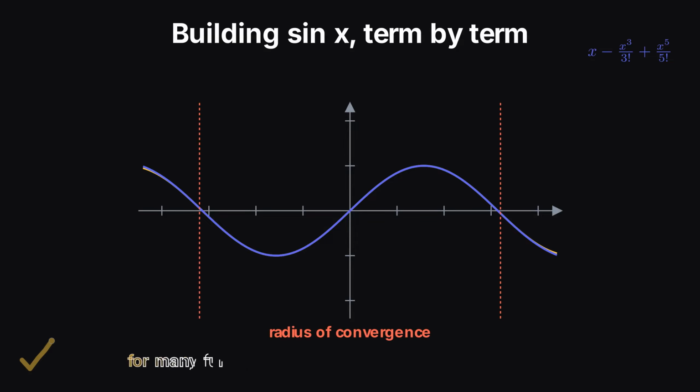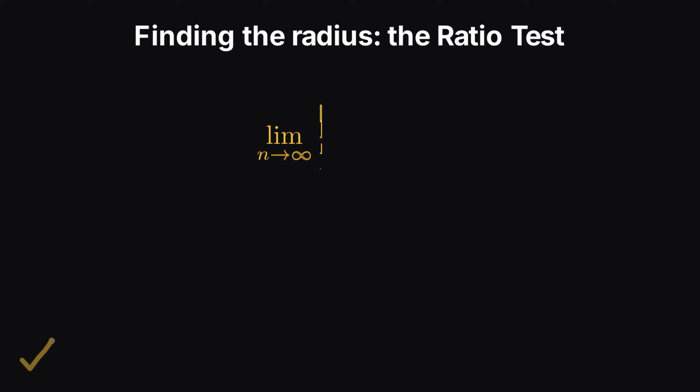But not every function is so generous. For many, the approximation only works within a certain distance of the center, the radius of convergence. Push x past that wall and the partial sums don't settle down, they blow up to infinity. So how do you find that radius?